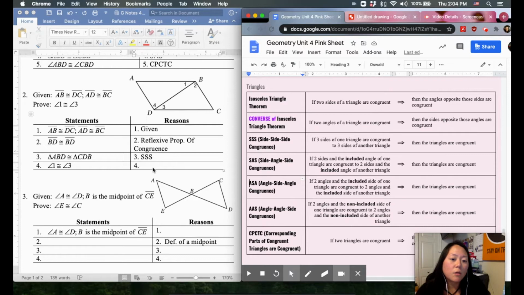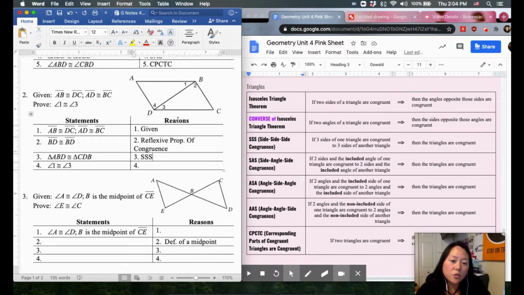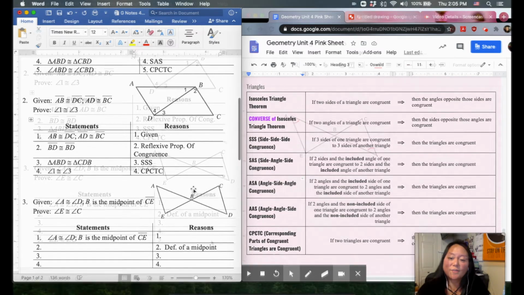Okay, so SSS, side, side, side, gives us that those two triangles are congruent. And because the two triangles are congruent, angle 1 and angle 3 correspond to each other, and they are congruent. So CPCTC. Corresponding parts of congruent triangles are congruent.